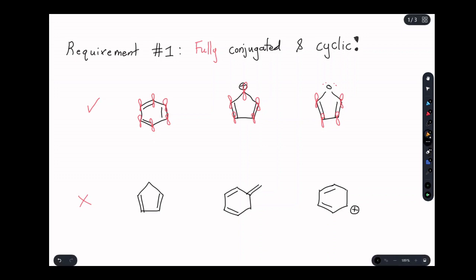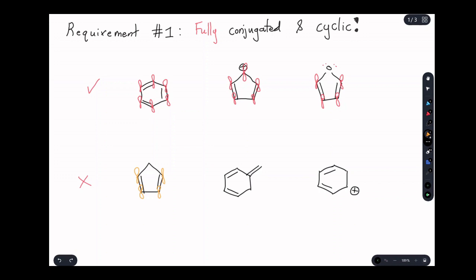Below are 3 examples of rings that are cyclic, but are not fully conjugated. In this first molecule, we see a conjugated system, absolutely a diene that we might see used in Diels-Alder, for example, but there is an sp3 carbon as part of the ring that prevents conjugation, right? And while this ring absolutely has a conjugated system, it is not fully conjugated and therefore not aromatic or anti-aromatic. Any ring like this that is not fully conjugated can be called non-aromatic. We simply don't apply any aromaticity theory when talking about these.